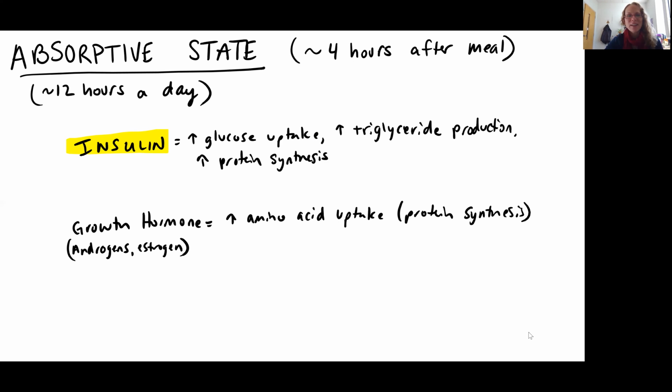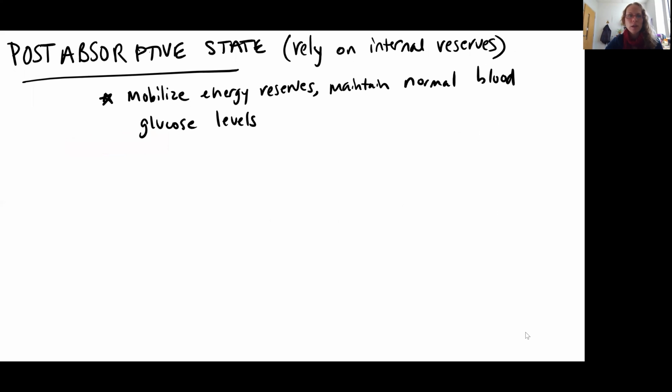After you are in bed, so you've been eating and working all day long and in this absorptive state, and then you are resting and you're no longer eating and you've already digested and absorbed all the nutrients from your food, you're going to enter what's called the post-absorptive state. In this case, you are restricted to whatever you have stored in the body, so on your internal reserves. Now that's okay because your metabolism is typically low here if you're resting, and so you have plenty of time to really mobilize your energy reserves.